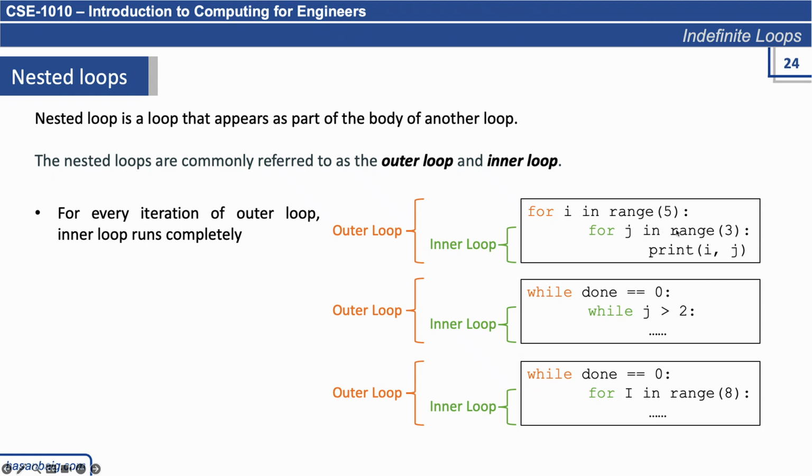So you can simply multiply how many times the outer loop is running by how many times the inner loop is running, and you will get the total number of executions of the inner statement. Okay. And again, while done equals 0, while j is greater than 2, you can nest while loops as well. You can nest while within for or for within while. There are no restrictions.